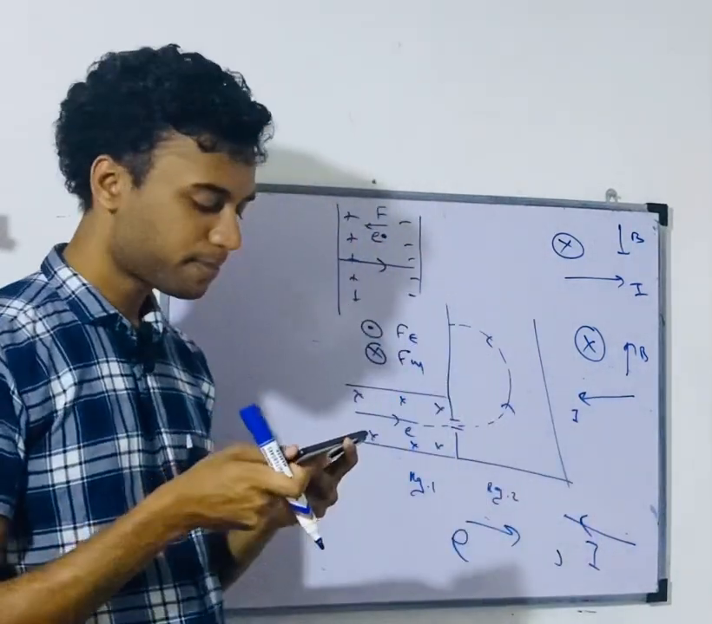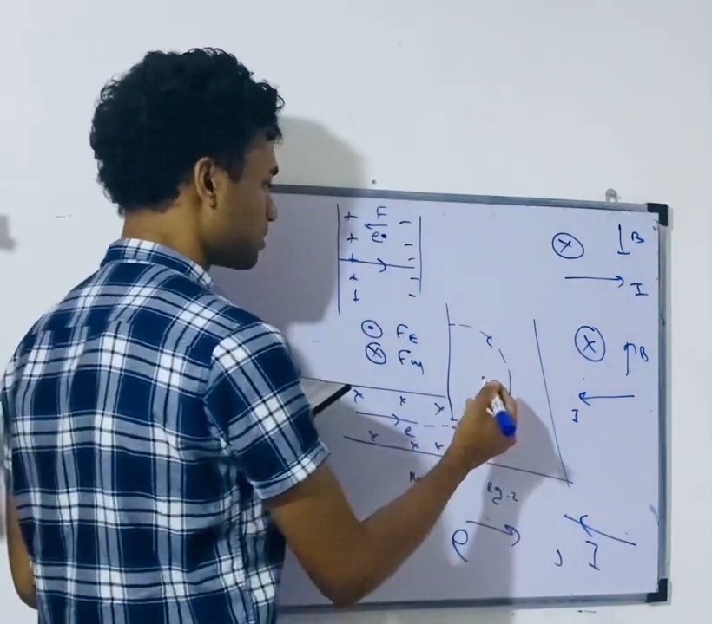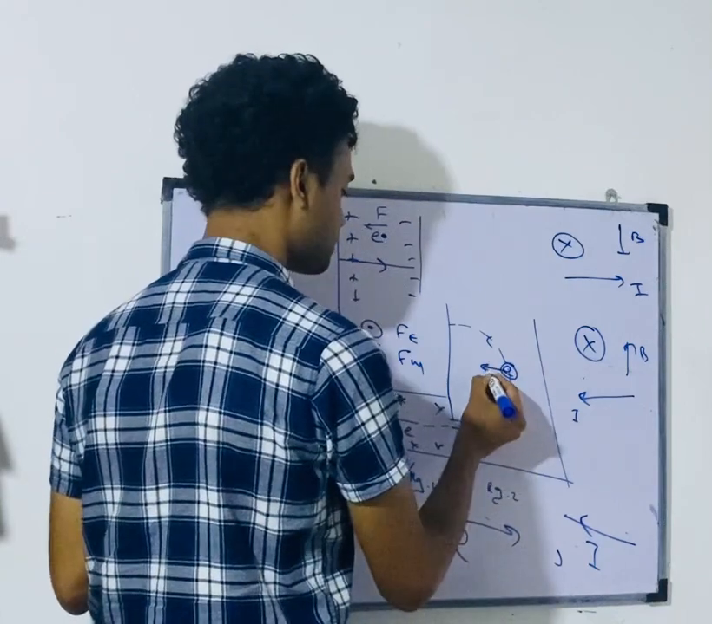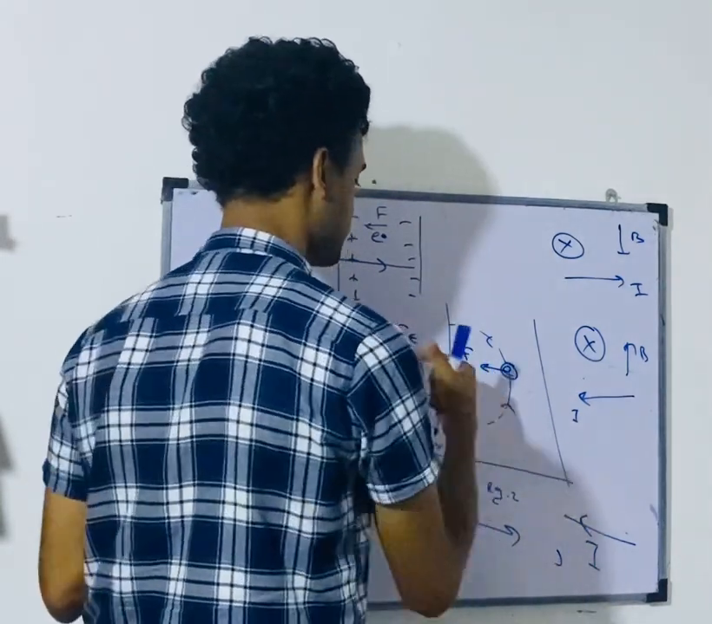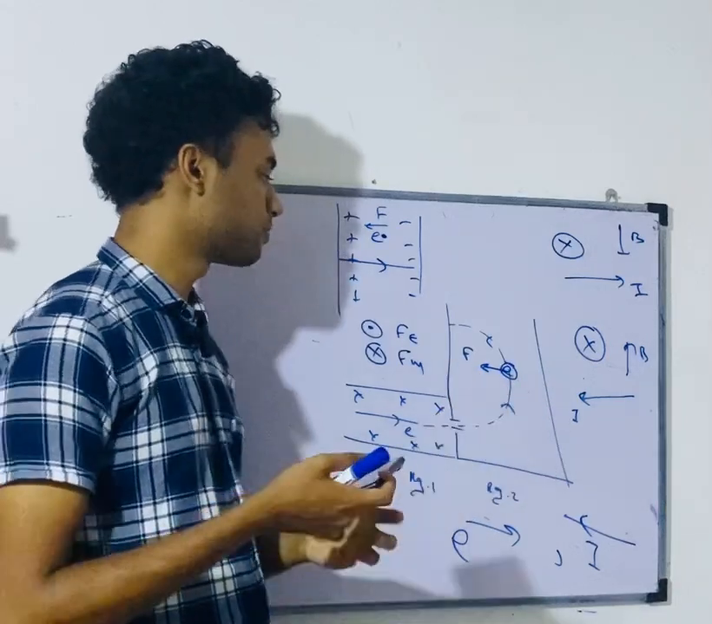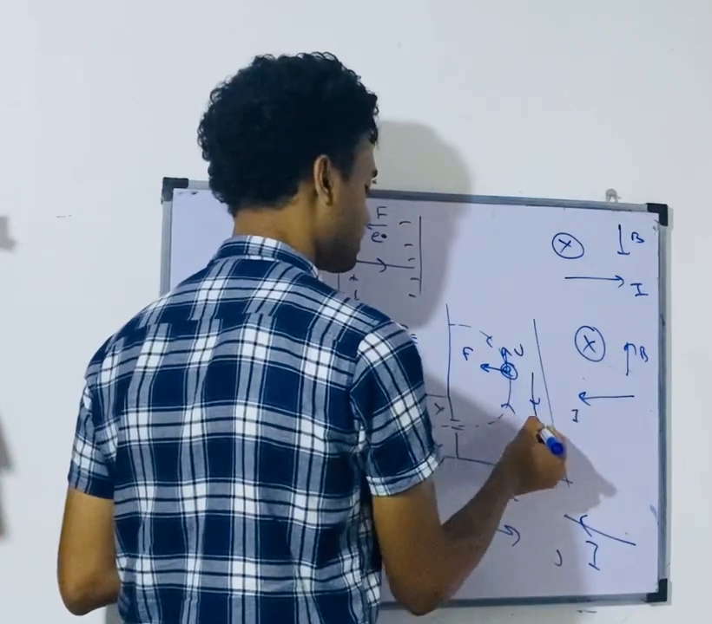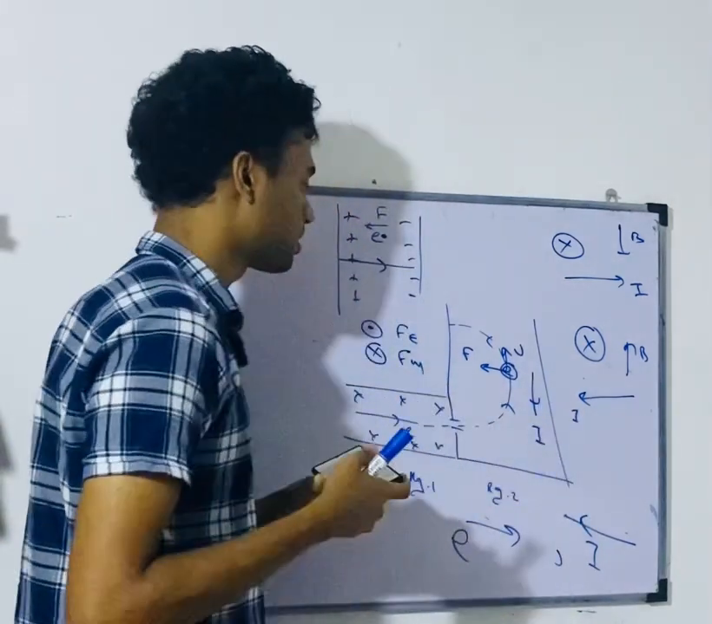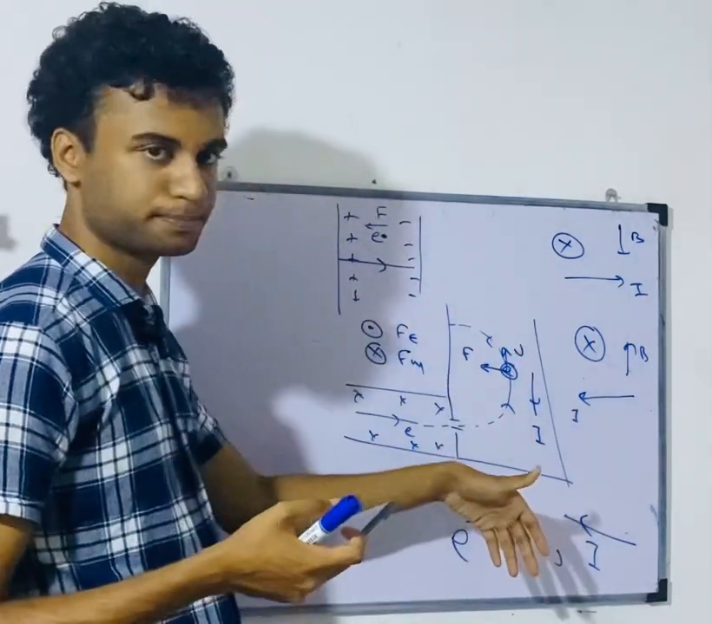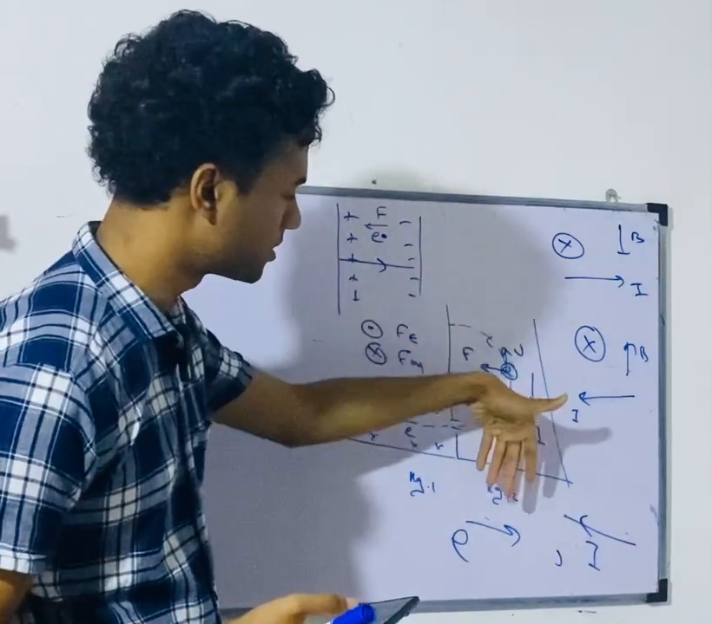Region 2, right? Let's see. Now this electron experiences a centripetal force inside, like this. So you can see the direction of the centripetal force and therefore the velocity. What's the direction of the current then? Downwards, right? Current is occurring downwards.